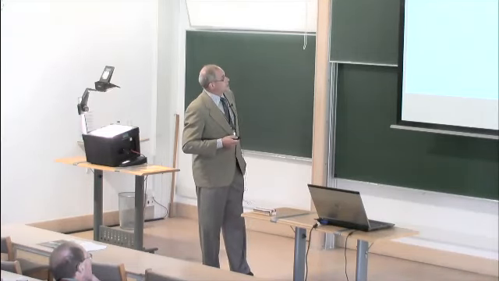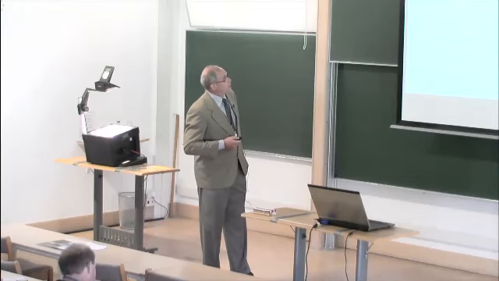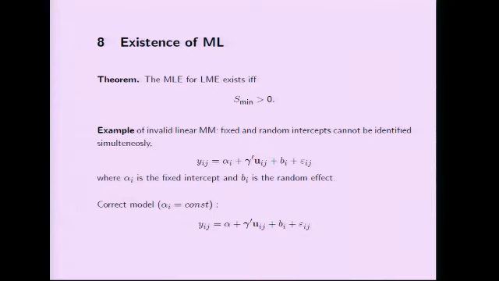Consider this model. This model is wrong. In this case, I'm greedy and I want to estimate a fixed intercept, and I introduced a random effect. You cannot simultaneously estimate a cluster-specific random effect and a cluster-specific intercept if you combine them in one model. And you can prove that for this model, S mean is 0.